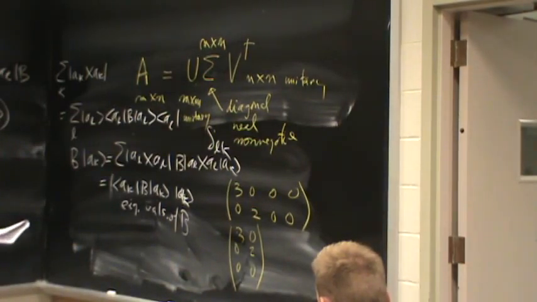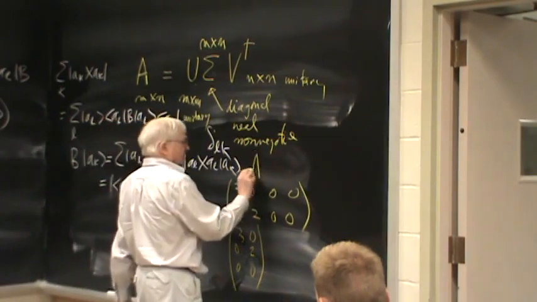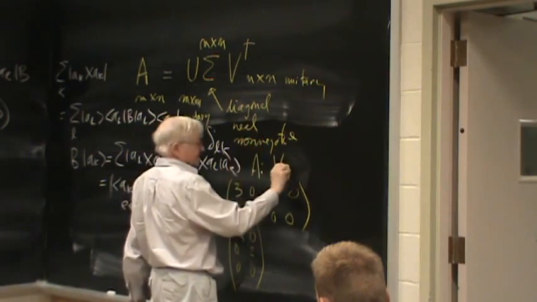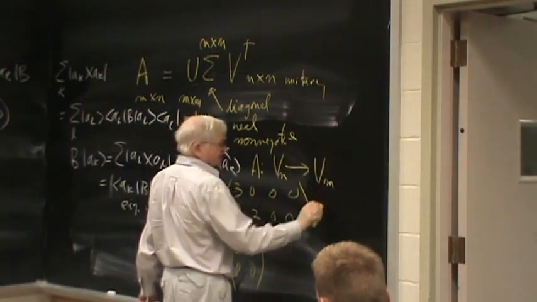Okay, now, how do we think about this? Well, A is a linear operator that takes you from an n-dimensional vector space into an m-dimensional vector space.